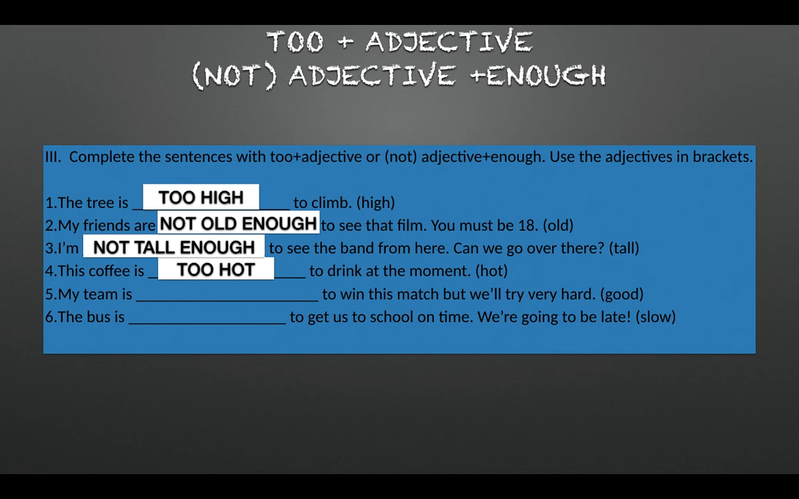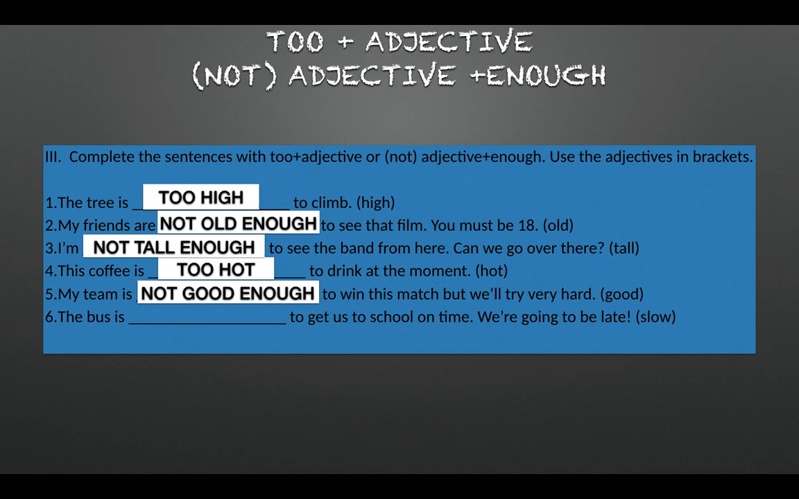Number 5. My team is, the adjective is good. Recuerda que good es bueno. My team is to win this match, but will try very hard. Mi equipo es para ganar este partido, pero will try, trataremos very hard, muy duro. So my team is too good to win this match, demasiado bueno para ganar este partido, pero trataremos muy duro, or not good enough. Not good enough to win this match, but we'll try very hard.